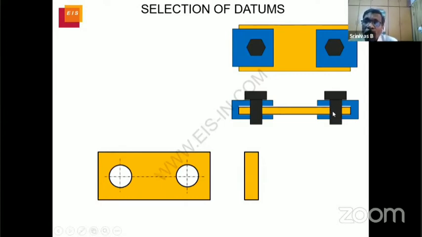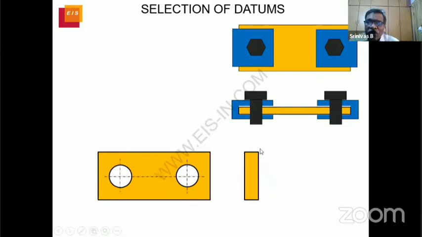For this hole, primary datum is anyway the same. Secondary datum is this width. Tertiary datum is not this side, sir. Tertiary datum is this side. Are you seeing? There are 4 datums required.